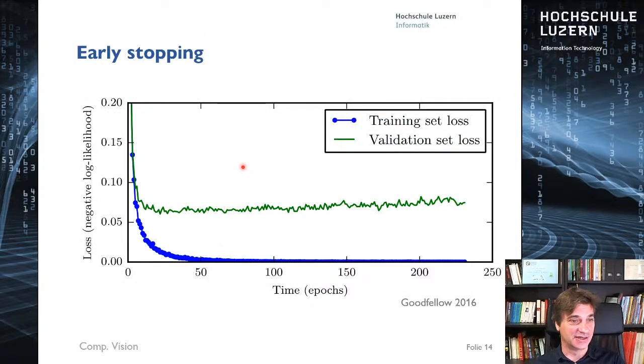So it kind of looks like that. If your training set loss gets smaller, smaller, and smaller, but your validation set loss just remains the same here, or even goes up again, then it really is not necessary to train for over 200 epochs, because already here you have the best result.